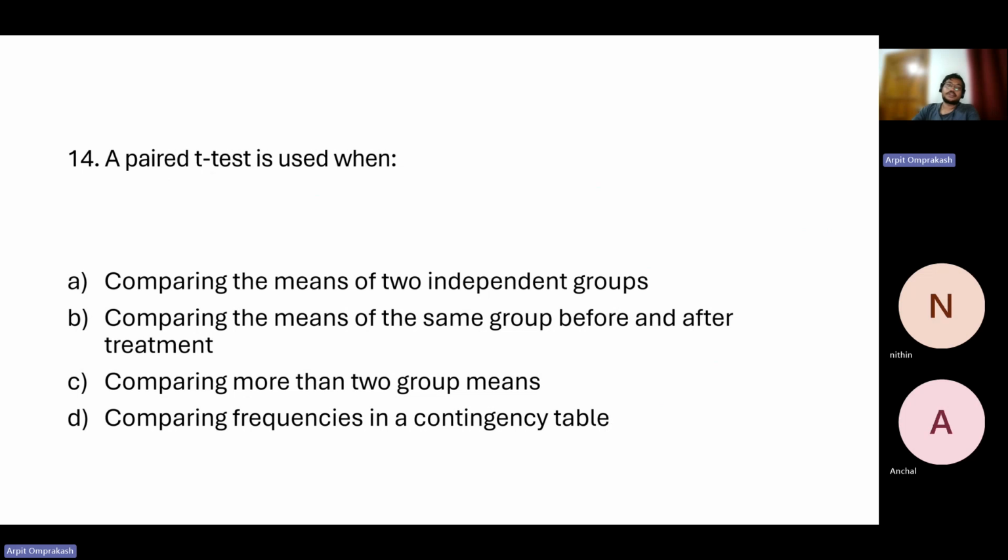Next question is, a paired t-test is used when A, comparing means of two independent groups, B, comparing means of the same group before and after treatment, C, comparing more than two group means, and D, comparing frequencies in a contingency table. We have covered this in great detail in the past. Can anyone answer this question? You can just type in your answers in the chat box also.